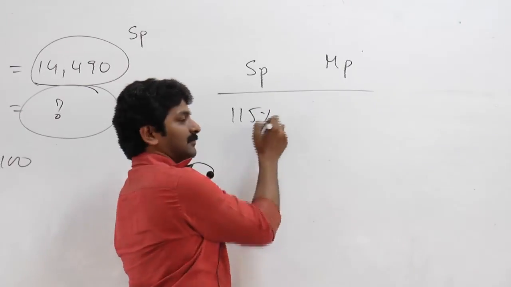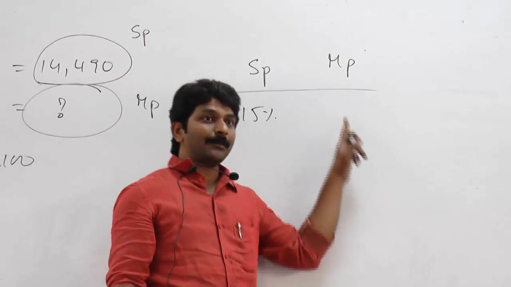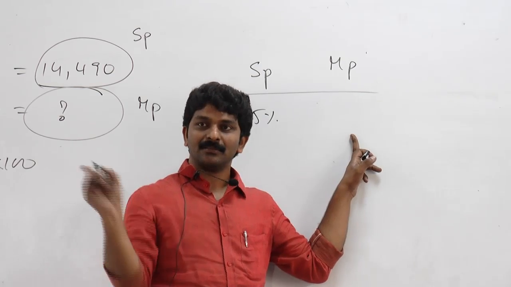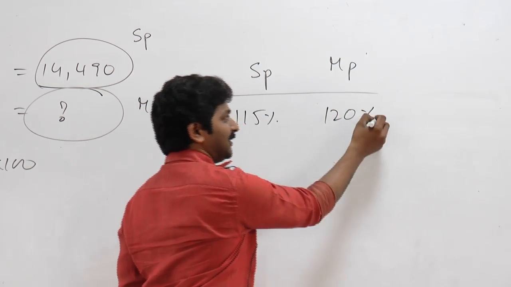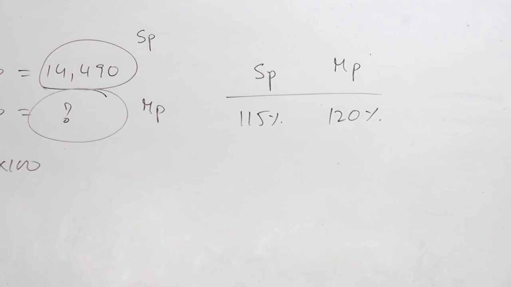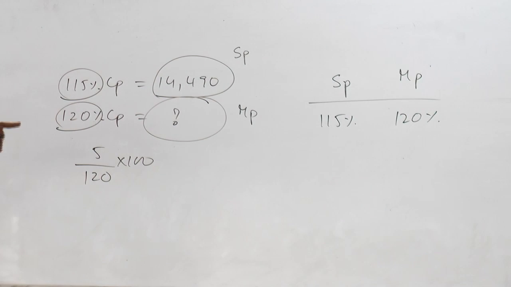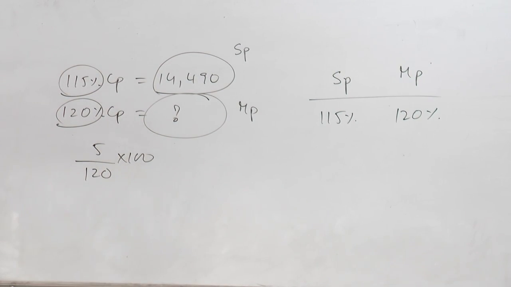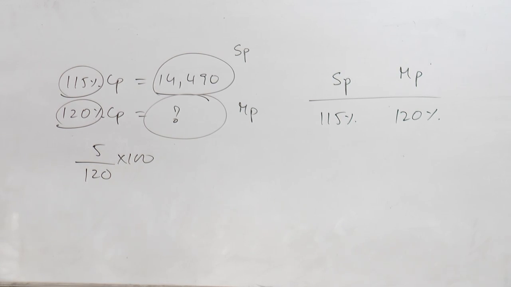115%. Tell me market price in terms of cost price. That's it. Don't need conversion at all. Discount is 5 out of 120, percentage into 100, done. But will you get answer or not? Yes. Using one alone. One alone is sufficient. Next.